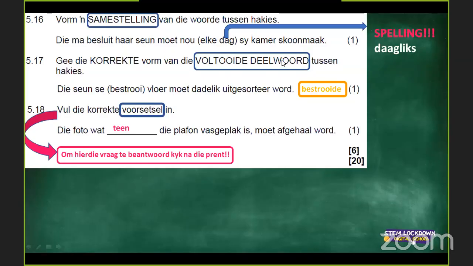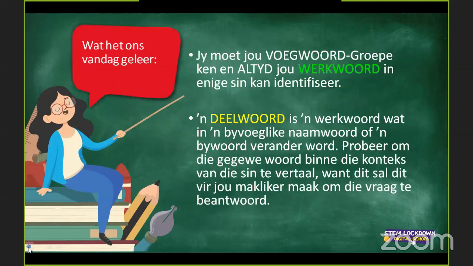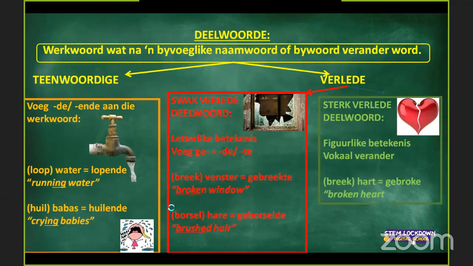Now this is your participles that you struggle with, and I just quickly want to go to the next slide, and then I'm going to come back to this because I want to explain your deelwoorde quickly. So 'n deelwoord is 'n werkwoord wat na 'n byvoeglike naamwoord of bywoord verander word. So we've got a verb given to us in brackets, and we have to change that verb into an adjective or an adverb.